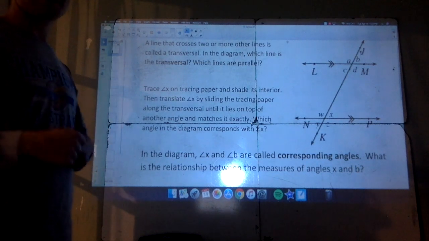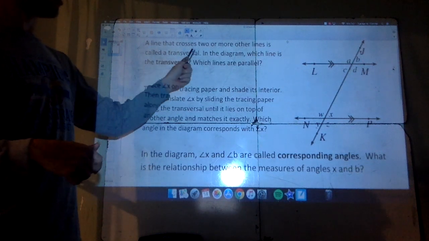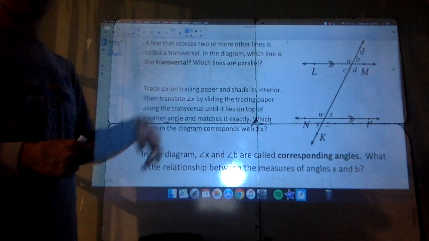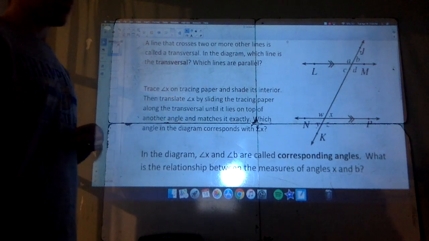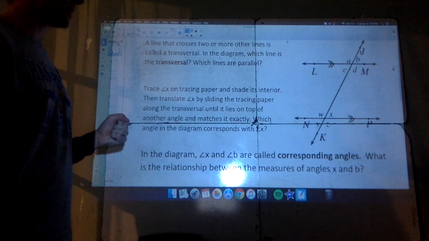So to start us off, just a vocabulary word: a line that crosses two or more other lines is called a transversal. If you think of transport, it means to go across. Transversal means to cross those two lines.